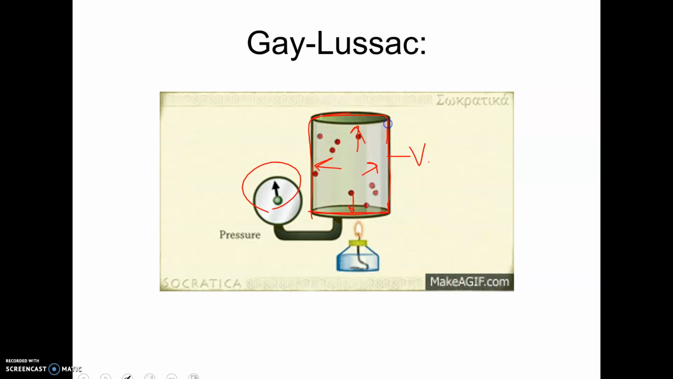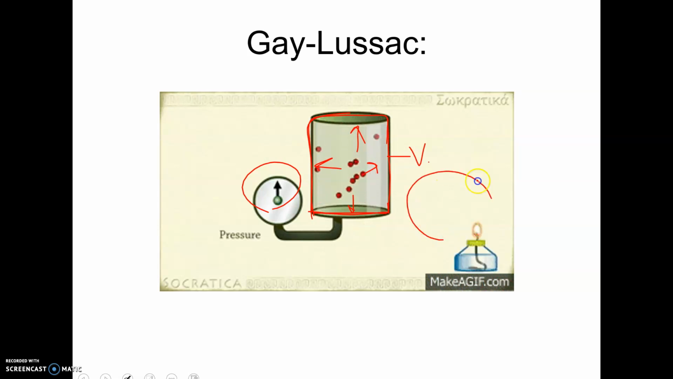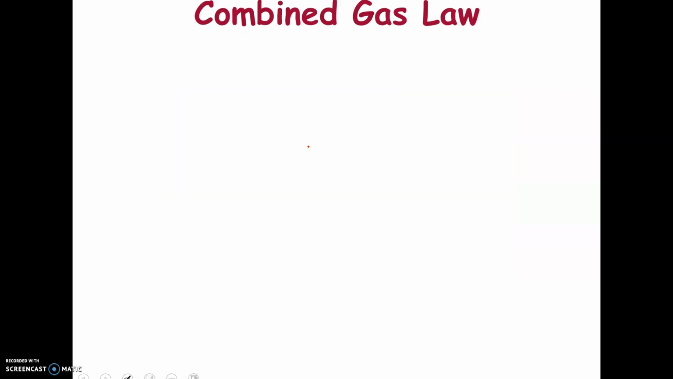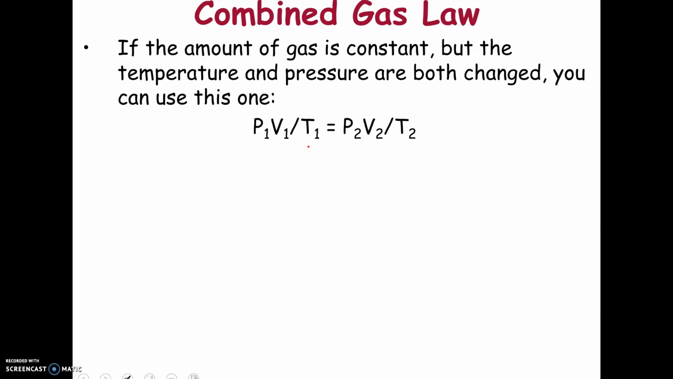So if it's a balloon, the volume can change, right? A balloon can increase in volume. It can get bigger or it can get smaller. But a rigid container, the volume is going to stay the same. All right. Last one for this lecture, and then we'll go into the last couple of gas laws in our next lecture.